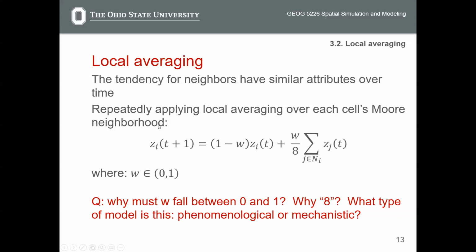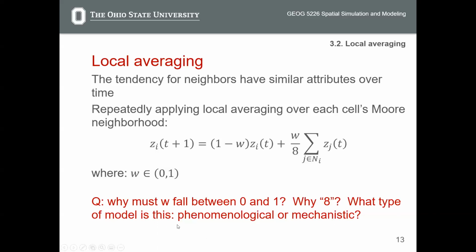And why 8? Because we're using Moore neighborhood. There are 8 neighbors. If you are using Von Neumann neighborhood, this 8 should be changed to which value? 4, because in Von Neumann neighborhood, there will be only 4 neighbors.